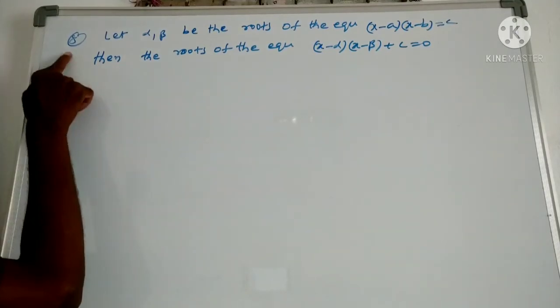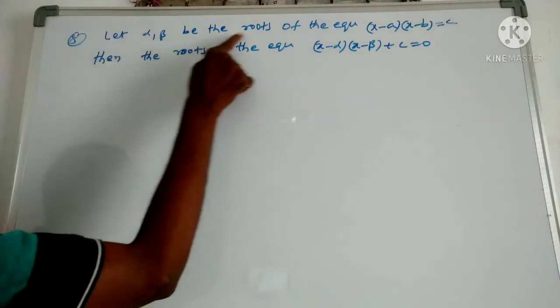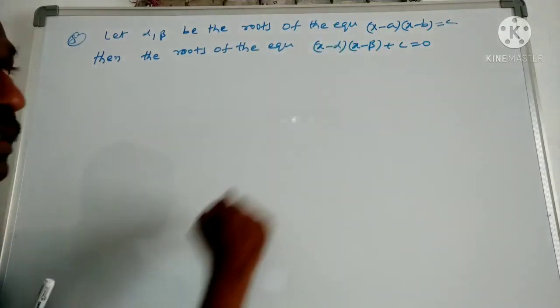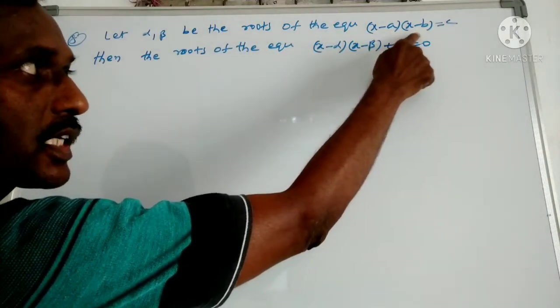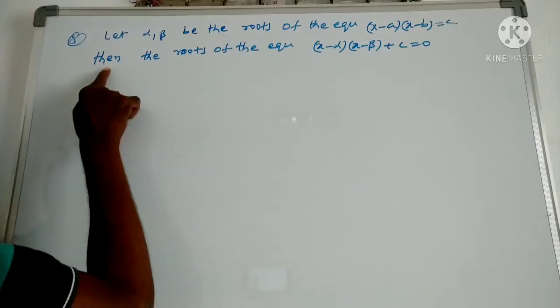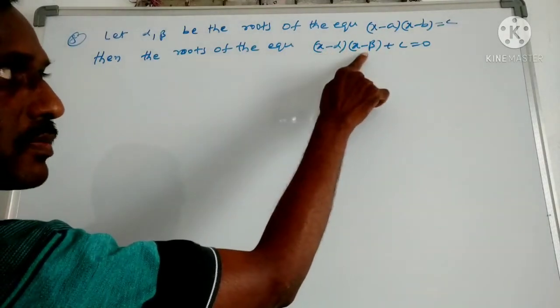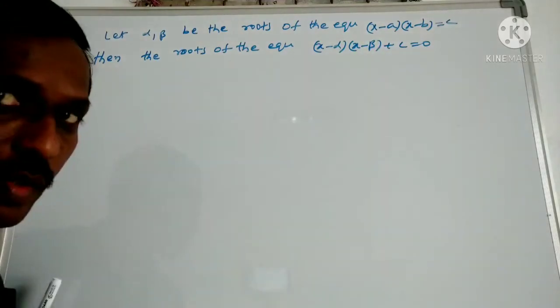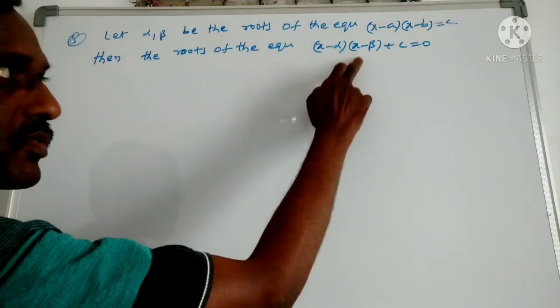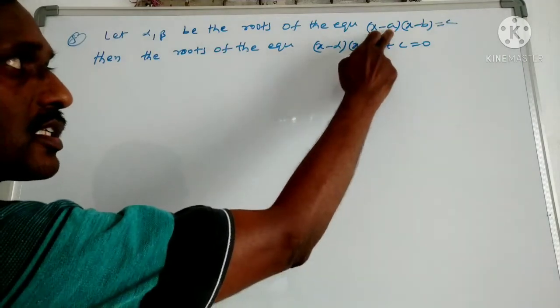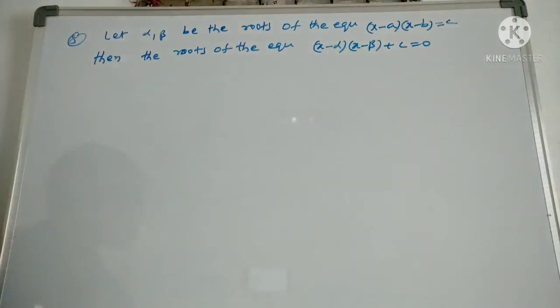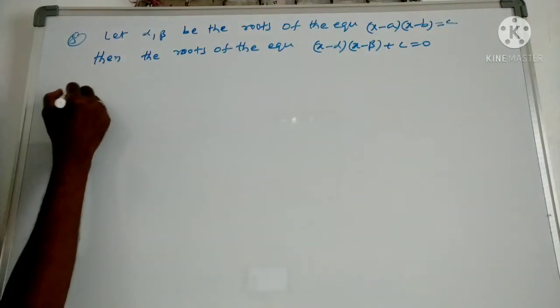Next, the 8th problem. Let alpha, beta be the roots of the equation (x minus a) into (x minus b) is equal to c. Then the roots of the equation (x minus alpha) into (x minus beta) plus c equal to 0 are what? You have to find. For the given equation, alpha and beta are the roots. So I am going to answer the question.